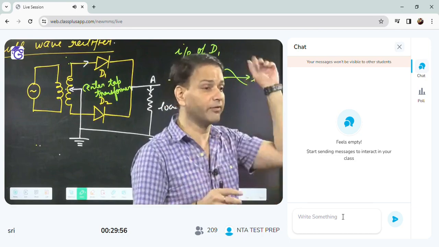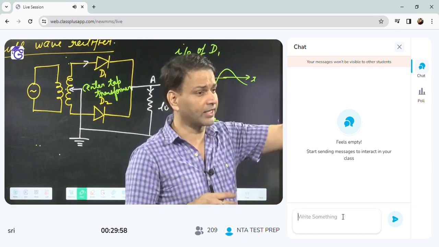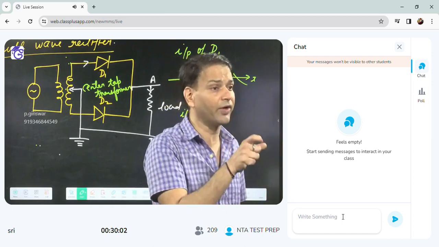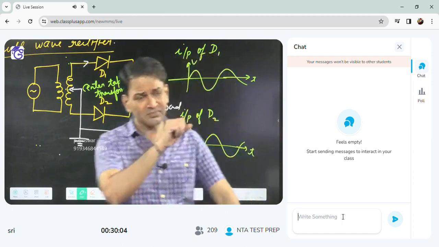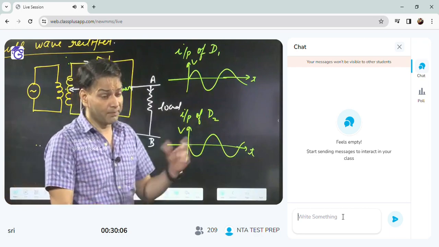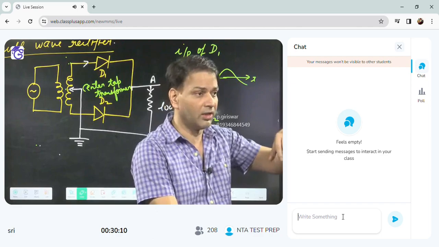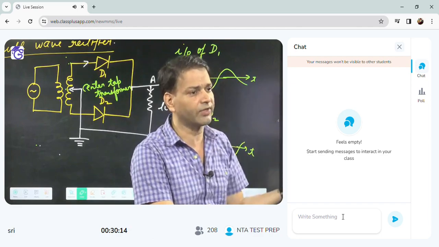Both cycles. In the previous case, what was happening? We were getting the current in one cycle and after that no current was there. So only half wave got rectified. But here, what is happening? We are getting the current in the load for both. First one due to D1, second we are getting due to D2.